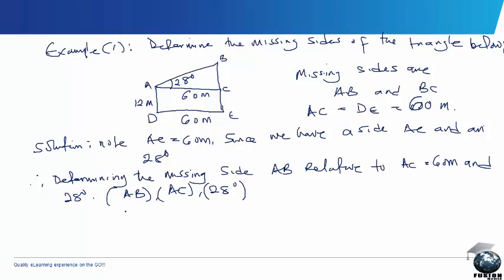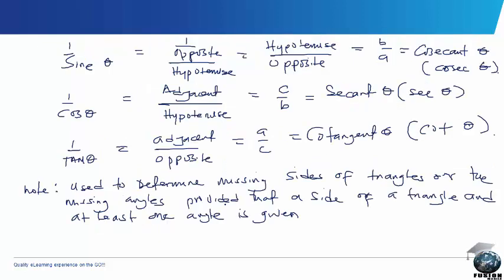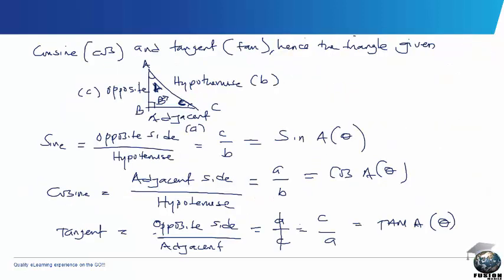Okay, and so we're looking at AB and AC. AB is the hypotenuse side, and AC is the adjacent side. Okay, we shall look for the relationship that combines the hypotenuse and the adjacent. And the relationship that combines the hypotenuse and the adjacent side is relationship number 2.